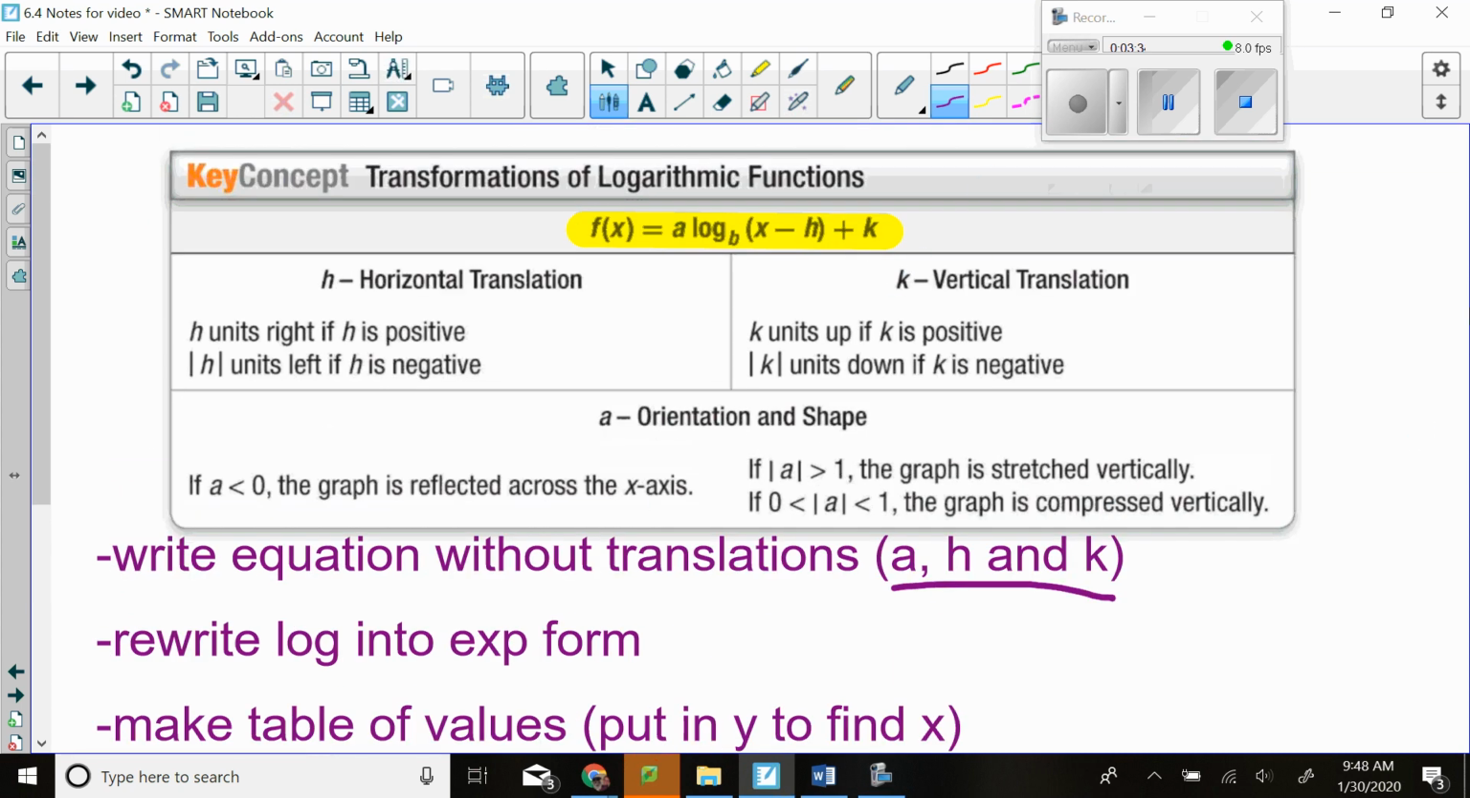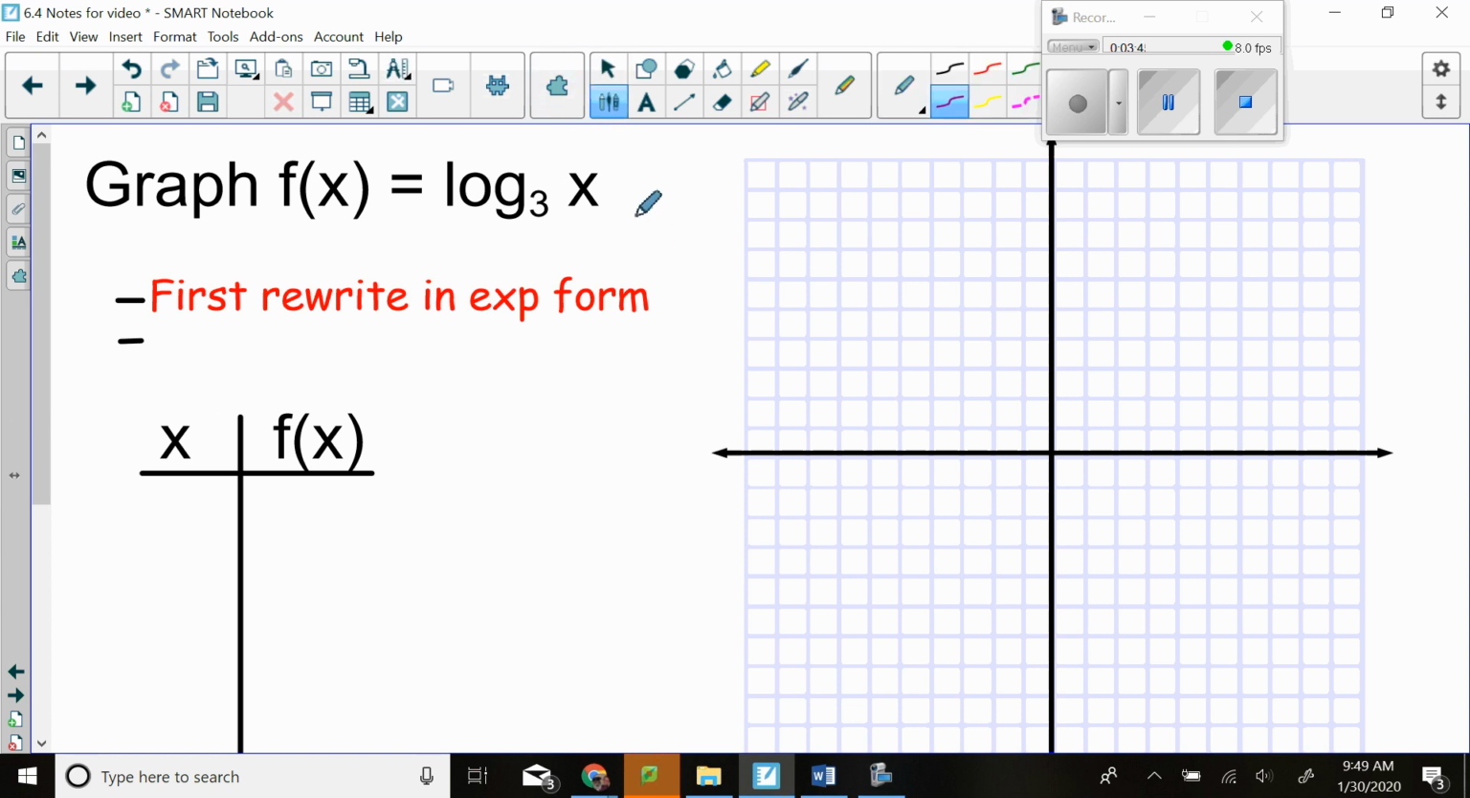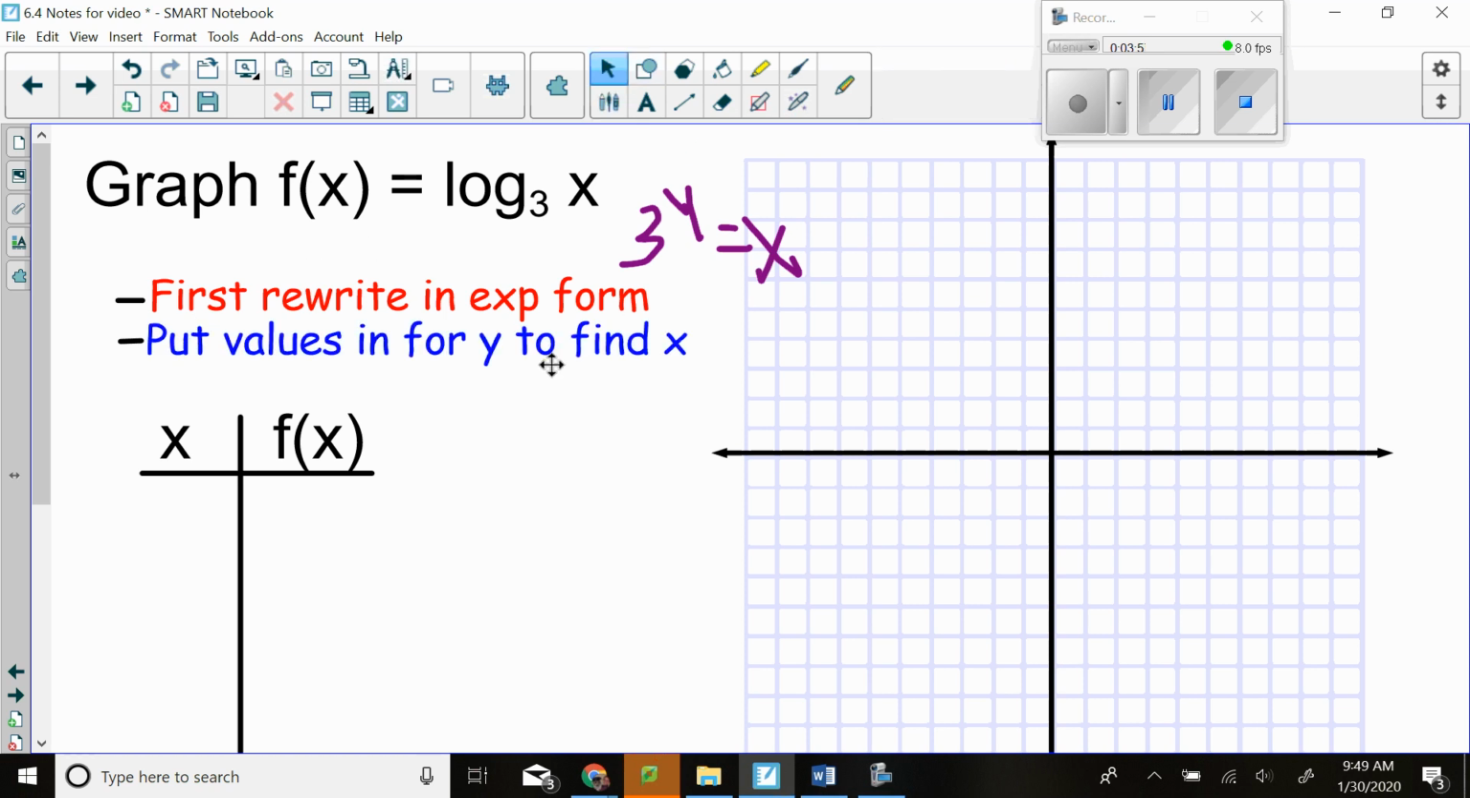So again, here is the stuff. If you want to write it down, pause the video. I am going to move on. So first one is here. So what we want to do first is rewrite this in exponential form. So this is going to be base 3. This is just a y value equals x. So once we have that, then we want to put in values for y to find x. I am using those same values I had before. So -1, 0, and 1.